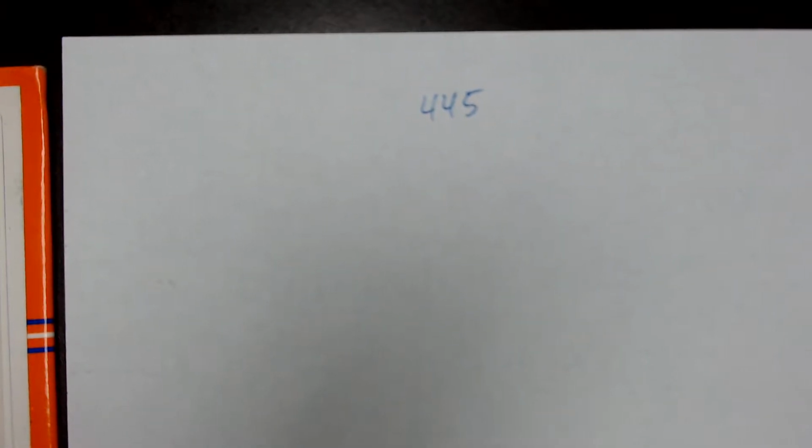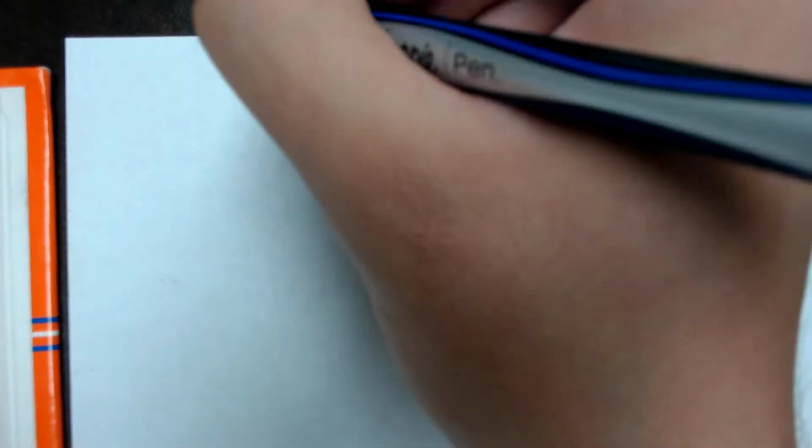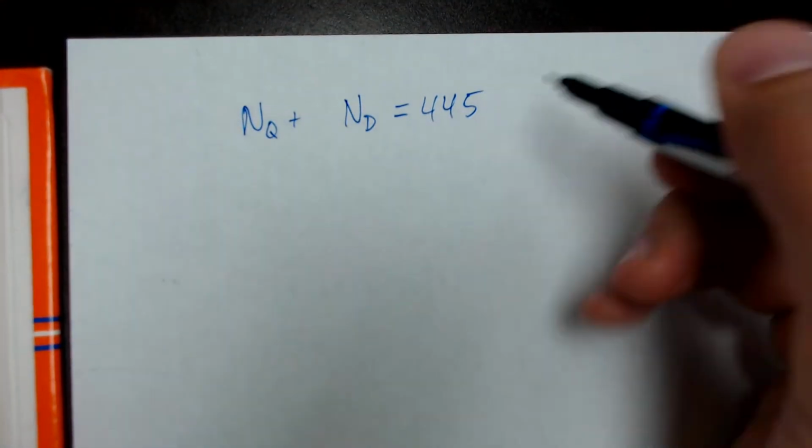All right. So what we have here is we're going to use subscripts. We have a value of quarters being added to a value of dimes, and that's going to equal 445.